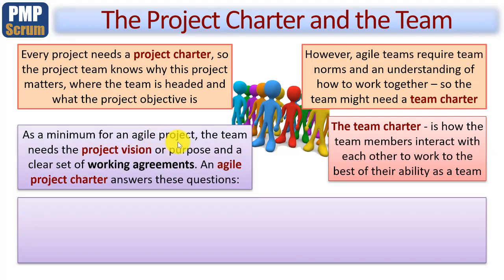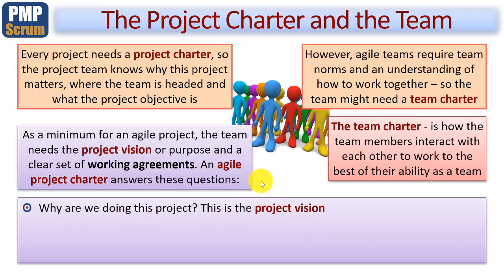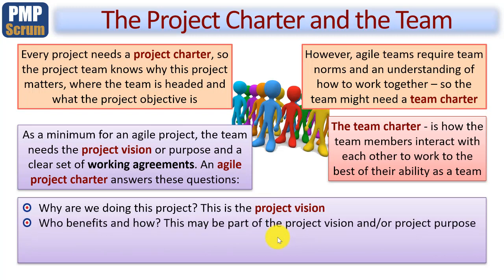As a minimum for an agile project, the team needs a project vision or purpose and a clear set of working agreements. So an agile project charter answers these questions. 1, why are we doing this project? This is the project vision. 2, who benefits from this project and how will they benefit? Now this might become part of the project vision and or the project purpose. Don't worry about all these terms with the word project. We're talking about the same objective. They're all for the same purpose.